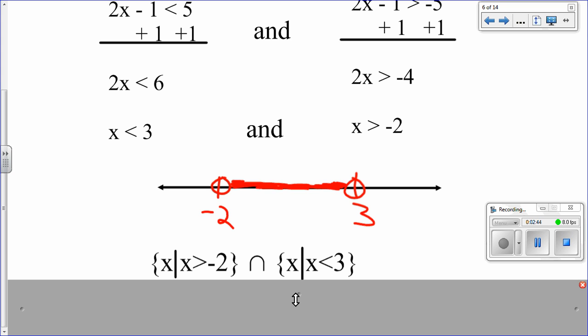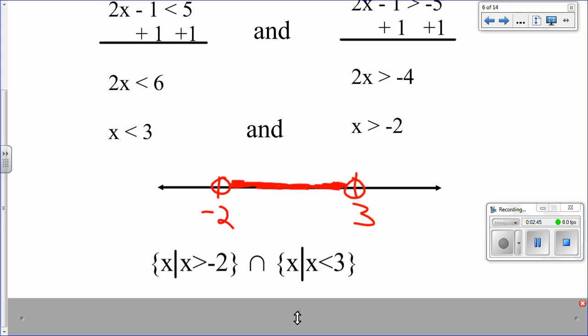So to complete the problem, remember our set notation? Start with brackets. x is greater than negative 2. And it's the intersection because it's where these guys overlap. It's the intersection with x where x is less than 3.